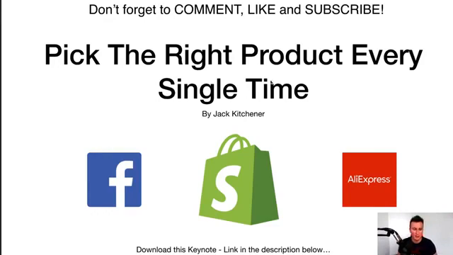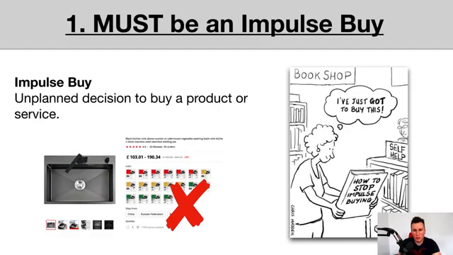And that being said then, let's jump straight into point number 1. So point number 1 is that this product that you pick that you're going to advertise using Facebook must be an impulse buy. So by definition, an impulse buy is an unplanned decision to buy a product or service. So we can take this sink for example that you can see you can source from AliExpress. People don't necessarily buy a new kitchen sink on impulse. It's usually a decision that they'll think about for a number of days, if not weeks, maybe even months. They may even have to save up for it. So trying to get somebody to buy your expensive sink on impulse is going to be really difficult to do.